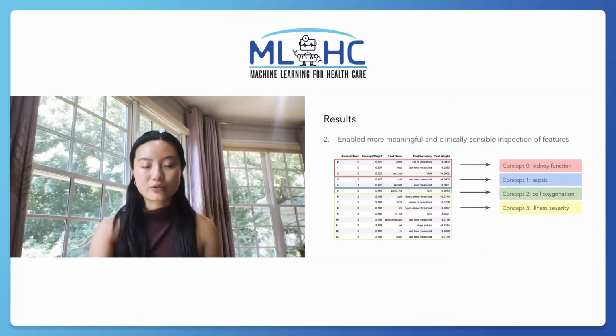Next, our approach allows for a more meaningful and clinically sensible inspection of features. The following figure illustrates our model's learned feature groupings and their corresponding concept definitions. These we discussed with an expert intensivist.